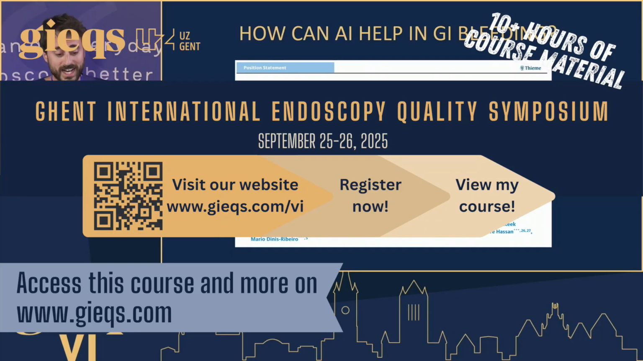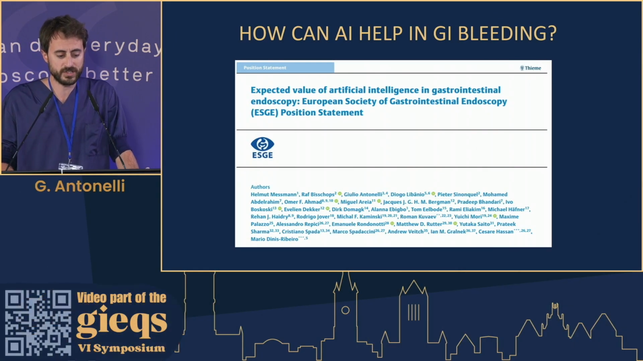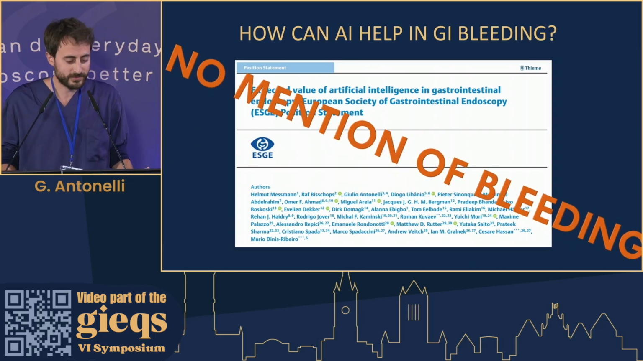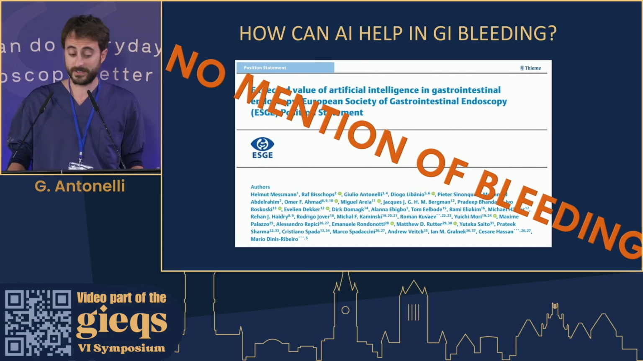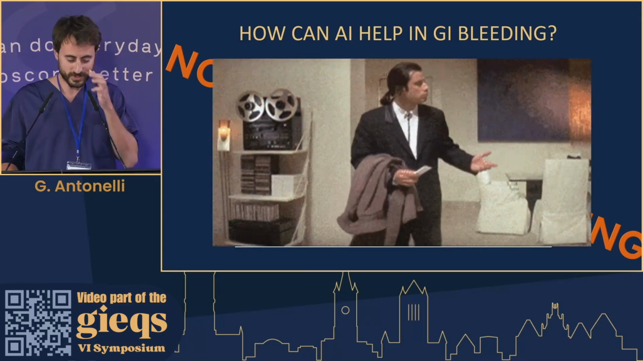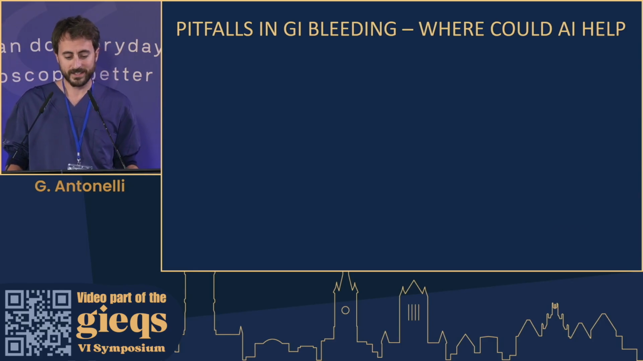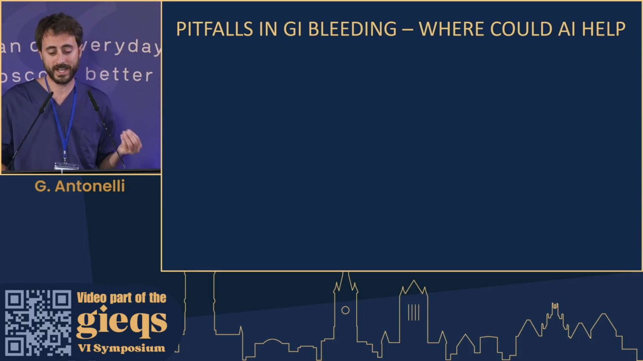The next question was, how can AI help in GI bleeding? So I looked, first of all, at the ESGE position statement on what we expect from AI in the near future. And to be very easy, no mention of bleeding is here. So this was me trying to sort out where to look. And so I started thinking about the pitfalls in GI bleeding, and especially those pitfalls where AI could help.